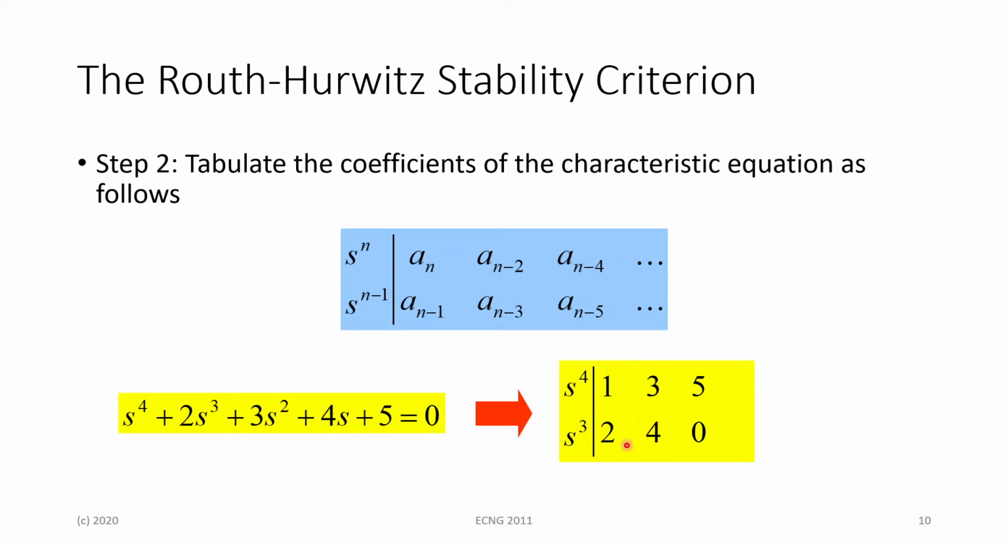The next odd power of s that we have in our equation is s to the power 1, and the coefficient in front of that is just going to be 4. The next possible coefficient that we map into the next odd power of s would have been s to the negative 1, but that doesn't exist in our equation, so we just put a 0 here.